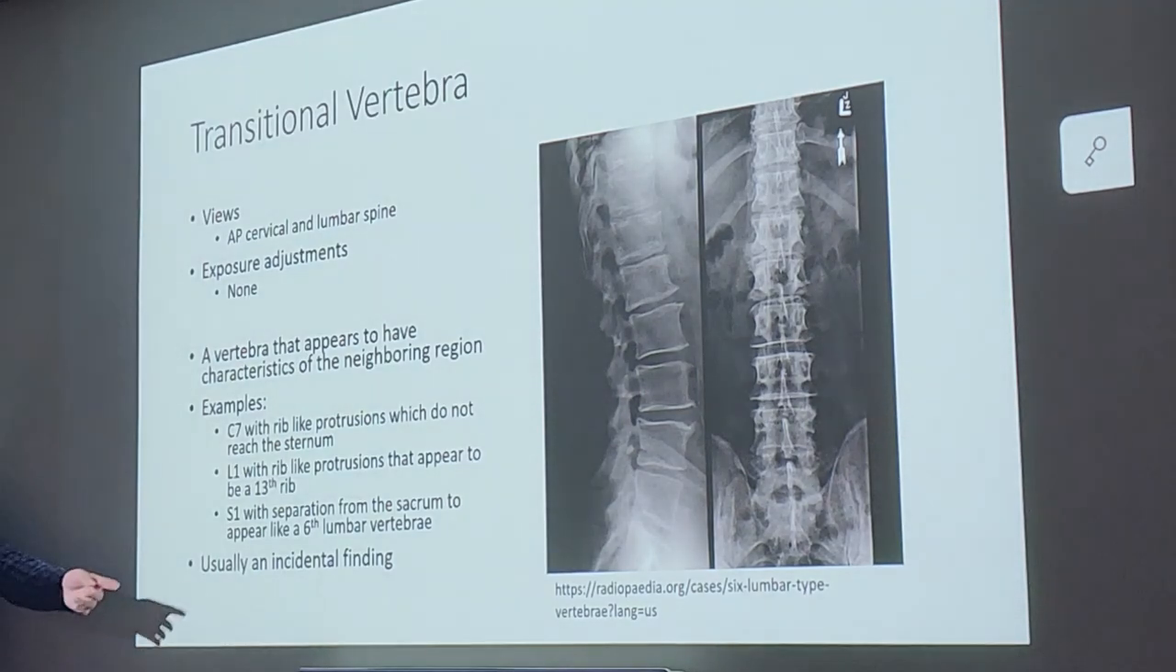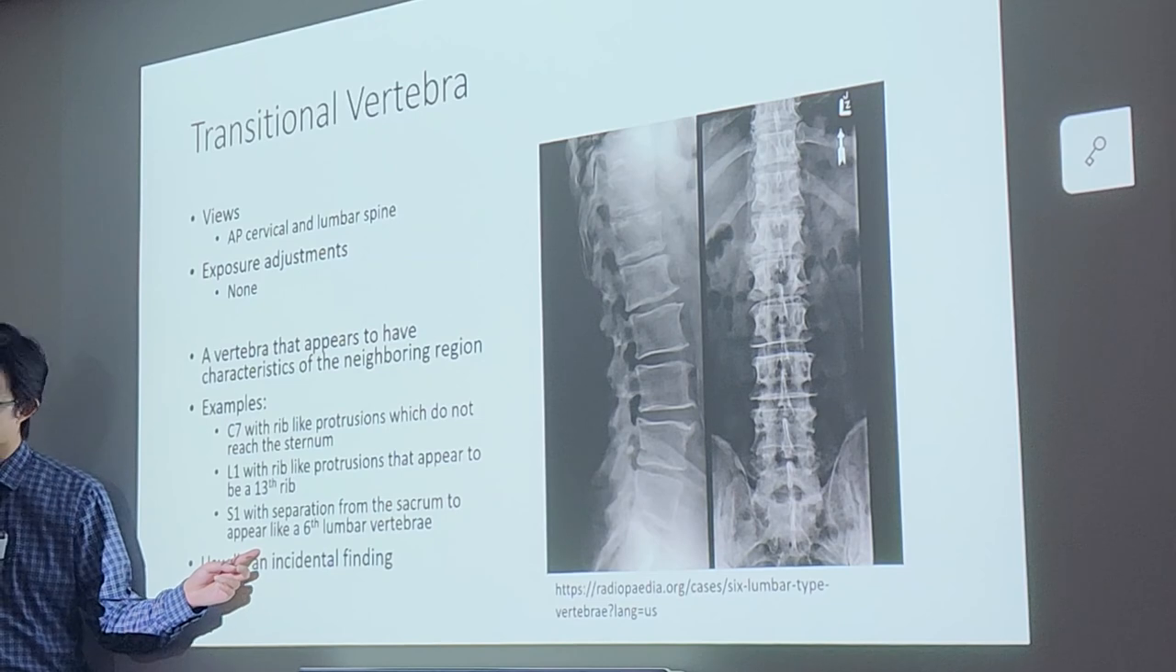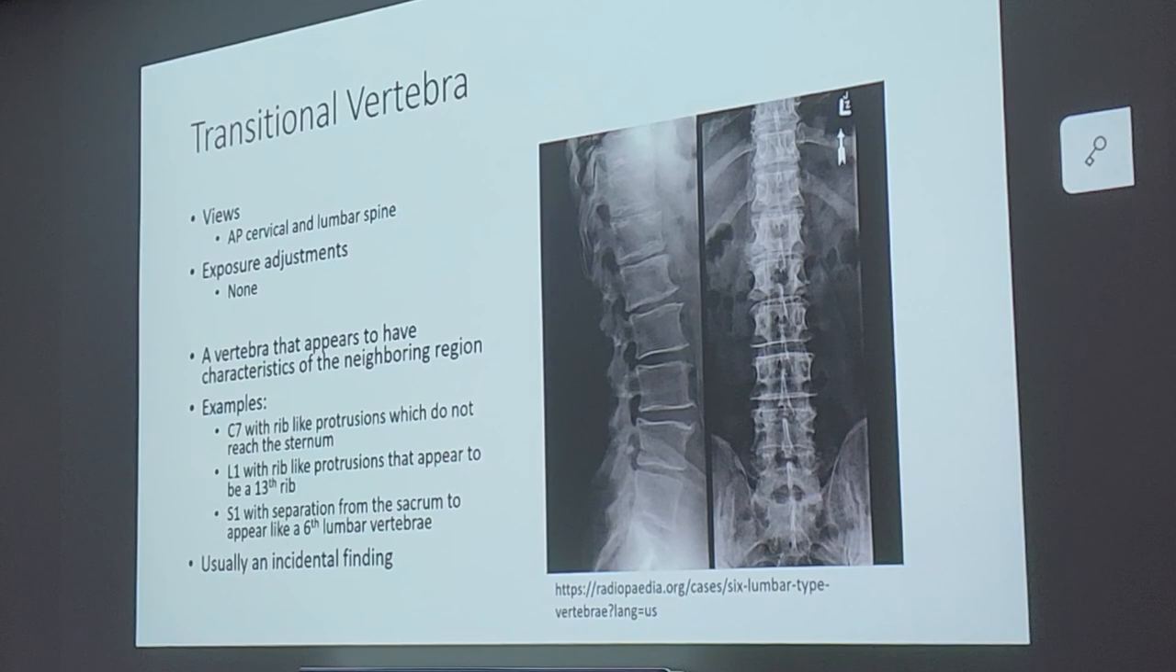Do you know what we mean by incidental finding? Yeah, by chance. Right, something else is wrong, you do an X-ray and then you're like, oh, by chance, I also happen to find out there's a transitional vertebrae. All right, very good. Yes, John.